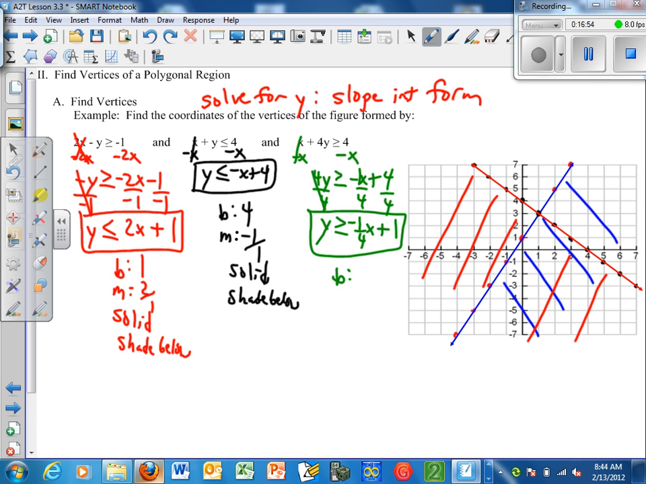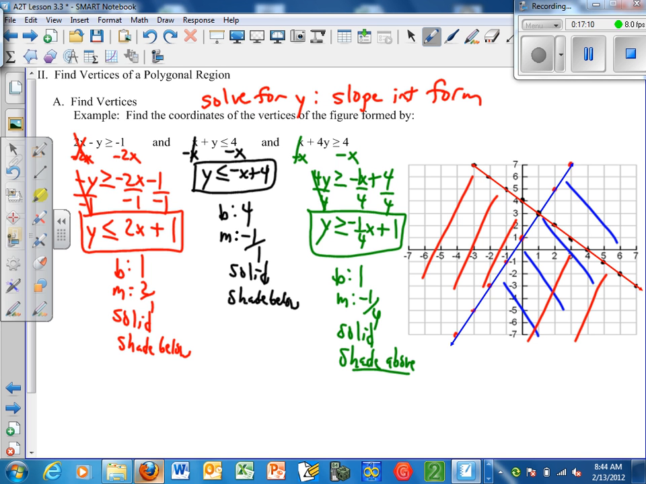The y-intercept is 1. My slope is negative 1 over 4, so down 1, right 4. Solid boundary line, so all of these are solid. And we are going to shade above on this one because the y is bigger. So we're going to shade above.